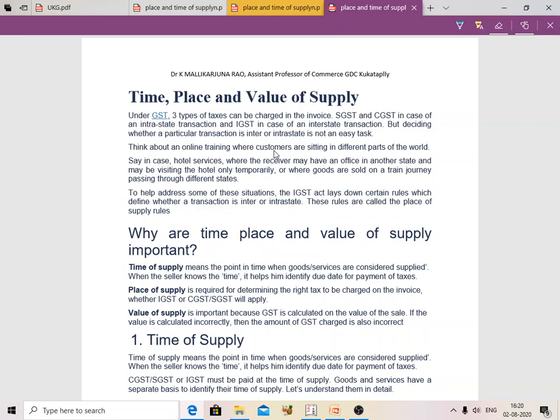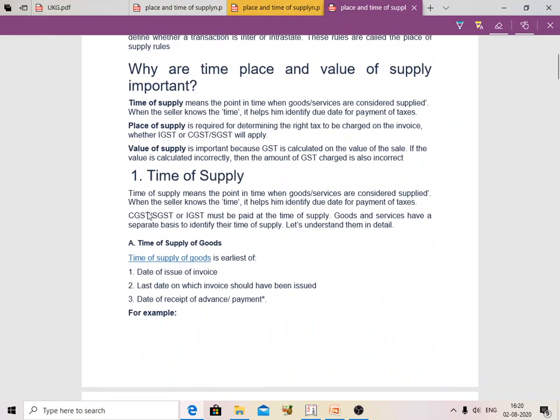First, what is the time of supply? The time of supply means the point when the goods or services are considered supplied. When the seller knows this time, it helps to identify the tax due dates. This is very important, because the tax is payable based on the due date.